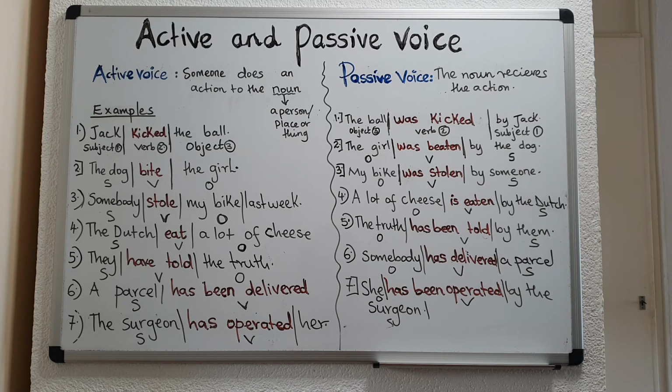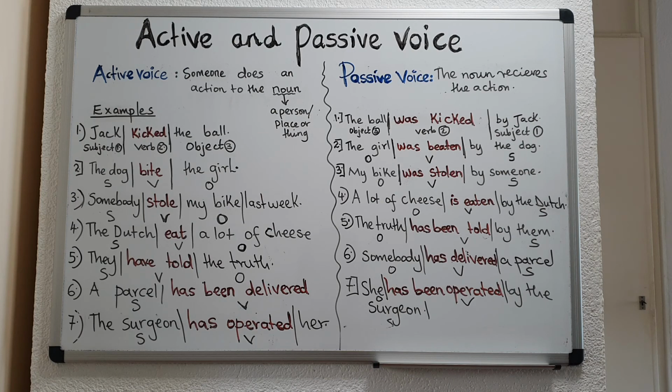Example 5. They have told the truth. Once more, you begin the passive sentence with the truth, which is the object, and then have told becomes has been told. Okay, followed by them. But before that, you put by. Okay, the truth has been told by them. They have told the truth. So they becomes them.